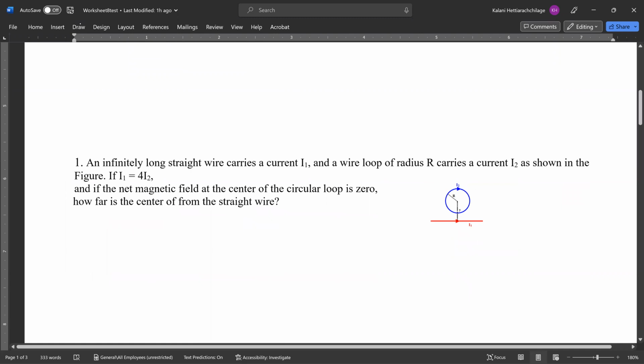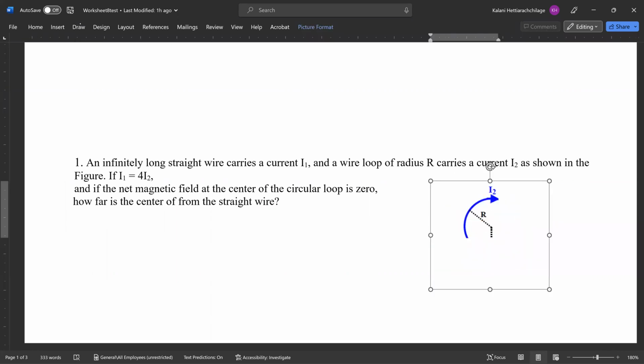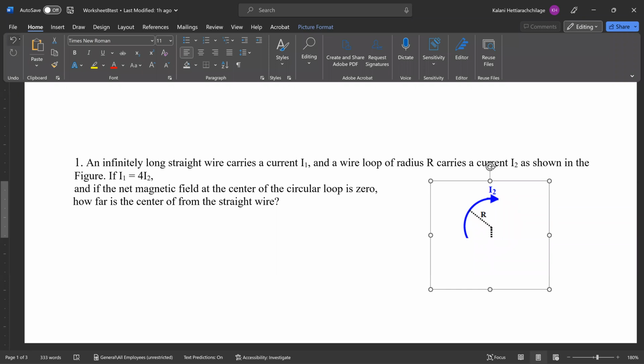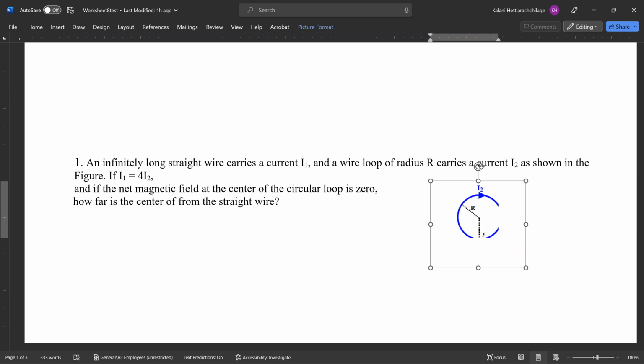I have an infinitely long straight wire in red on the diagram. Let me make this a little greater in here. So you have a straight wire. It did not allow me to make it greater because I think I have a picture inside, so that will not allow me to change. Let's keep it as it is.